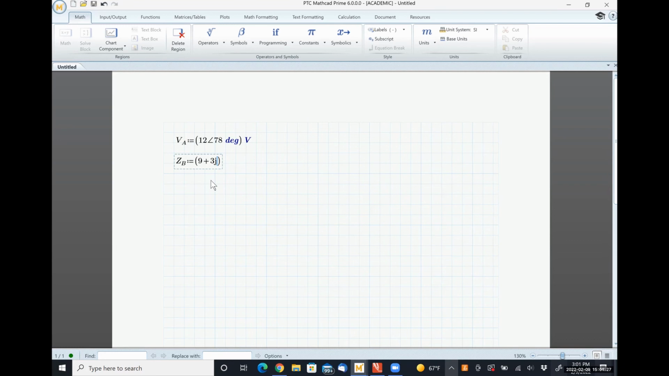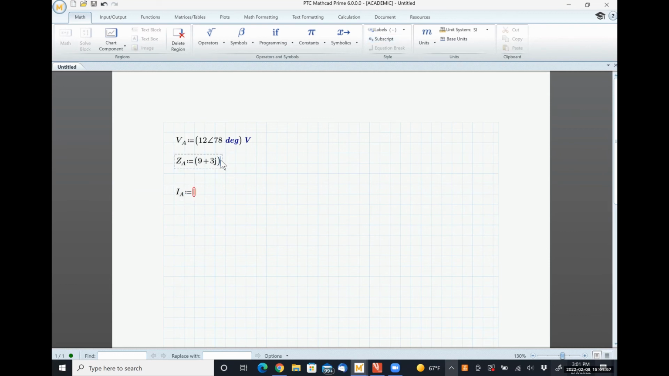Very similar to calculators where you have to put it in as 9 plus 3i or whatever. MathCAD is actually pretty smart in as much as it can use either I or j as the imaginary operator, okay? So let's say, just for the sake of argument here now, that we want to find, I guess I should have called this ZA, the current flowing through element A here. So IA.